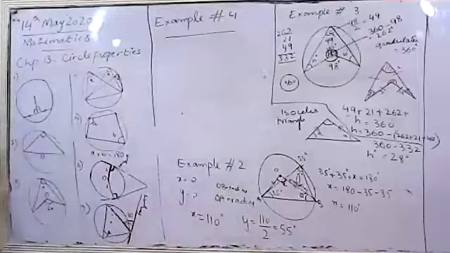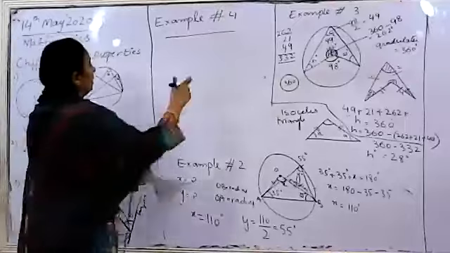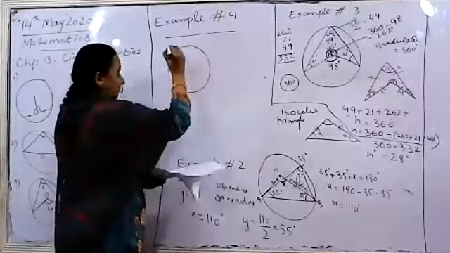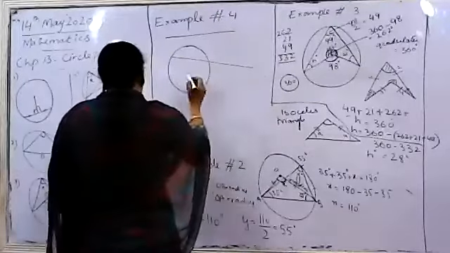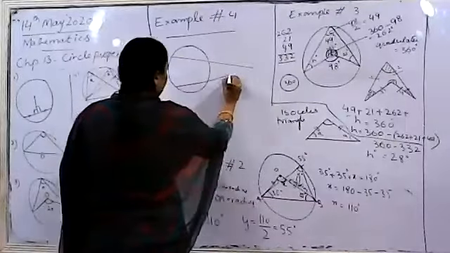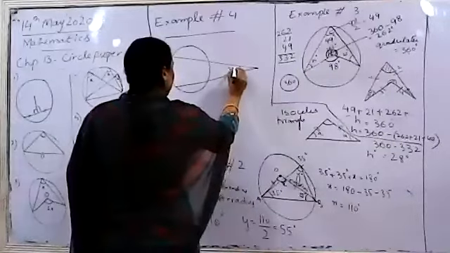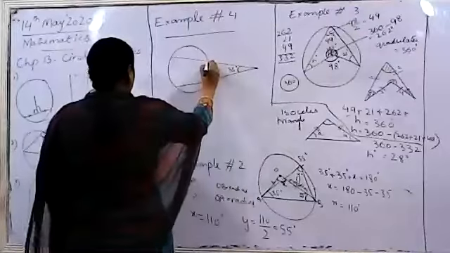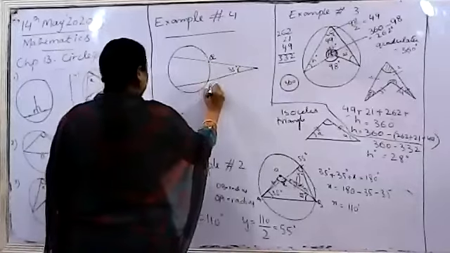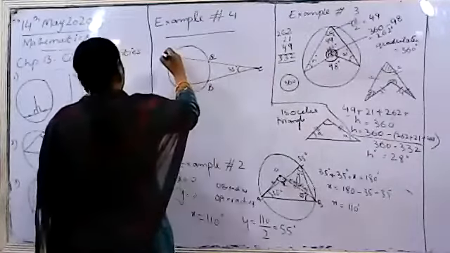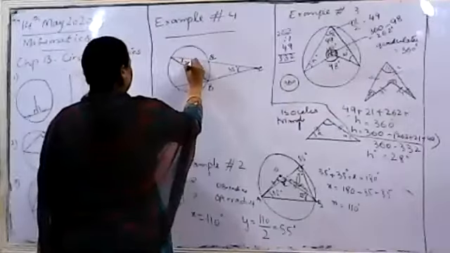In example number 4, students, I have a diagram. Look, this is a circle, and I have a tangent, chord. I'll project it. This is a point, and this angle is going to be 35 degree. This point is known as Q. This point is known as B. This point is C, and this angle is going to be 24 degree, right?